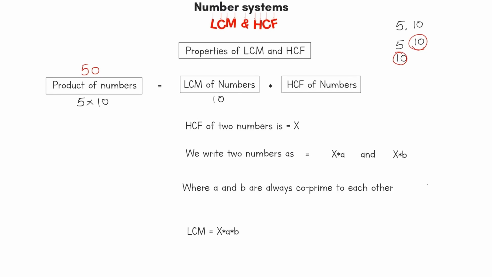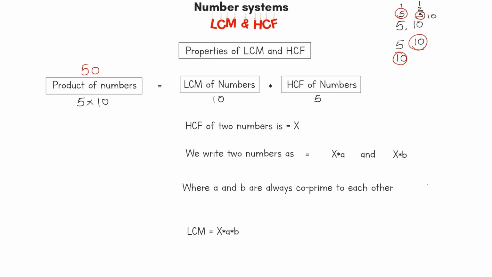What is the HCF of two numbers? Highest common factor for this. So 1 and then 5 are the factors of 5. Then 1, 2, 5 and then 10 are the factors of 10. So which is the highest common factor? That is 5. That is a common factor, and that is the highest. So the HCF of two numbers is 5.